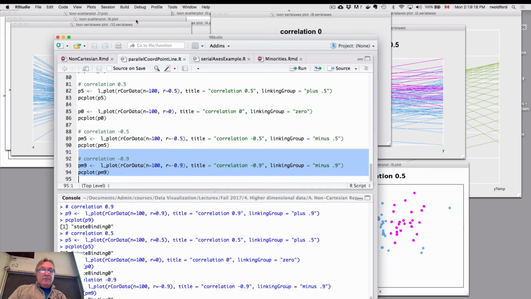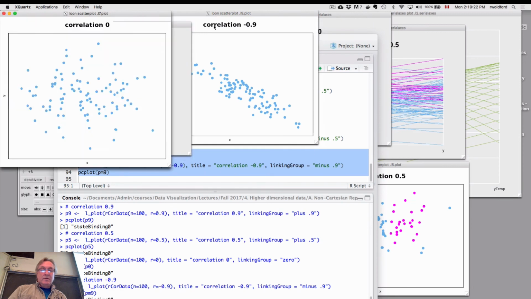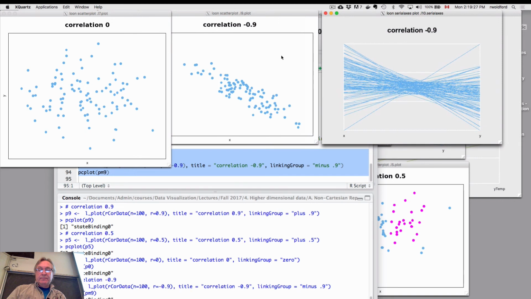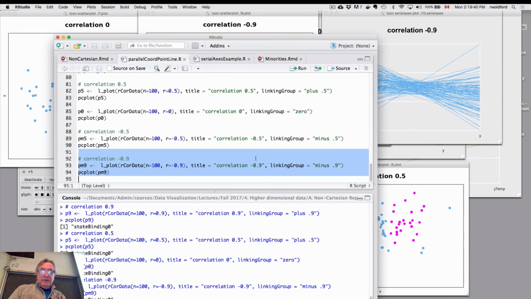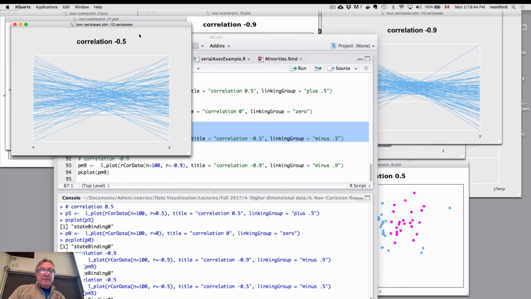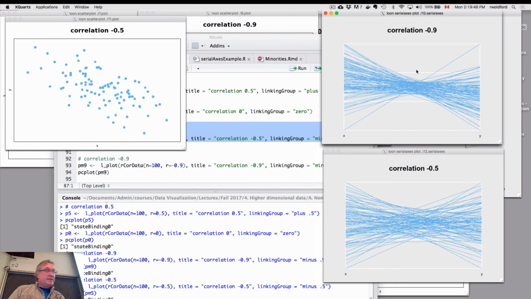so we're running out of time. Minus 0.9, right? Nice little bundle. Sheaf of wheat across here. Okay, nice little bundle of sticks. And 0.5, negative, not quite as strong, not as tight.